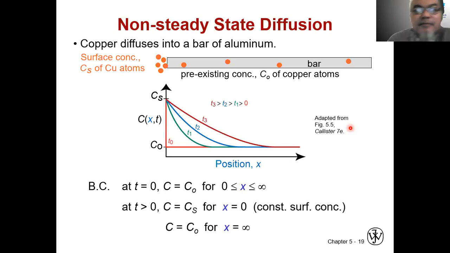So this is an example. The copper diffuses into a bar of aluminum. This is the surface copper.